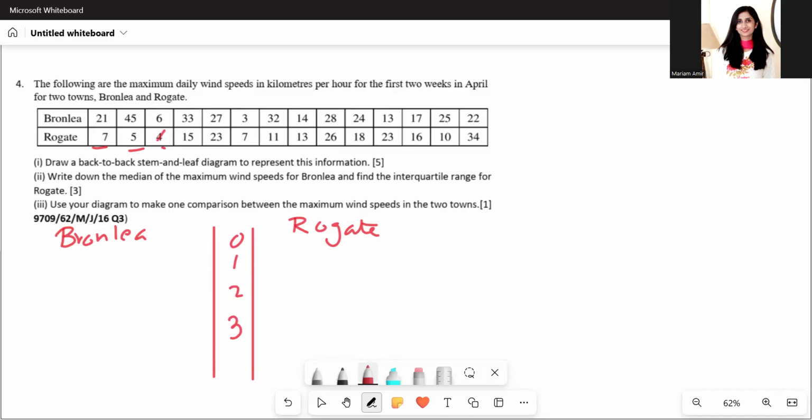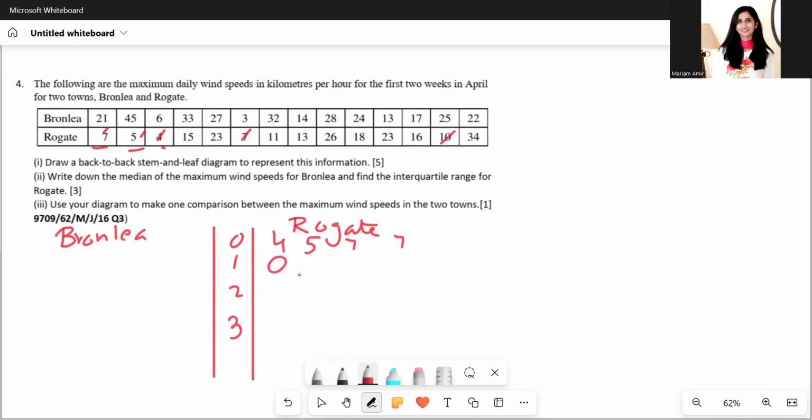Okay. Next is 5. Then we have 7 and 7 again. We have two 7s. Okay, next in the tens range, we have a 10. So I'm going to write a 0 here. This reads as a 10.